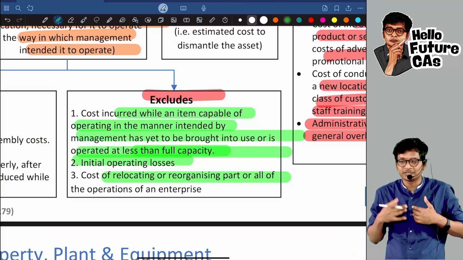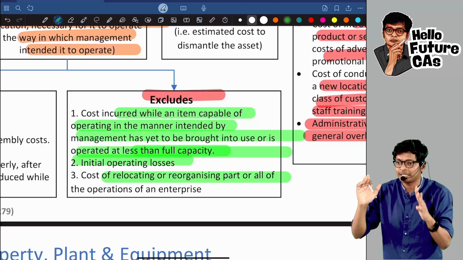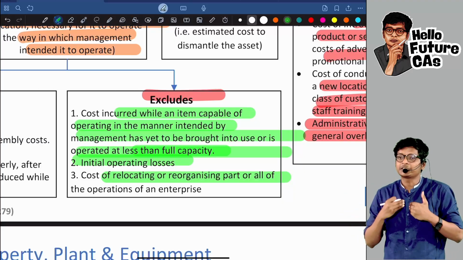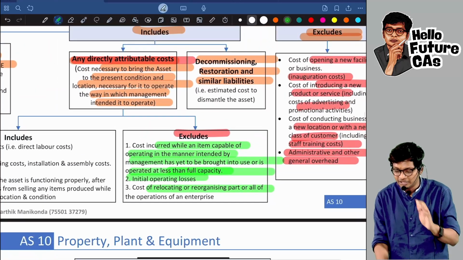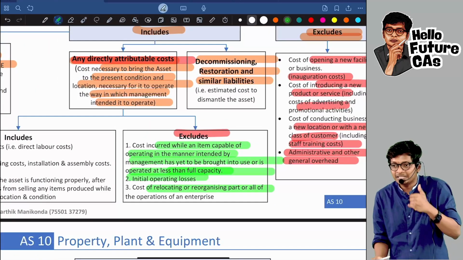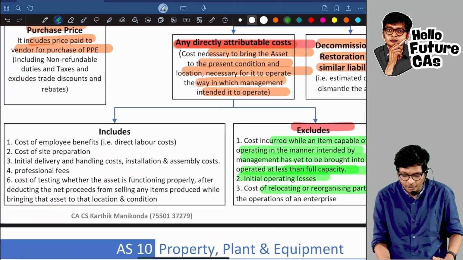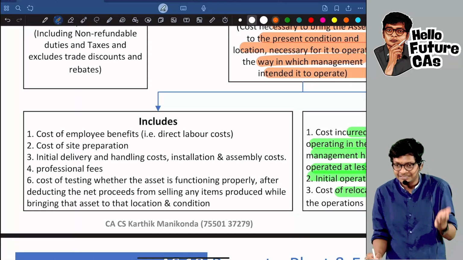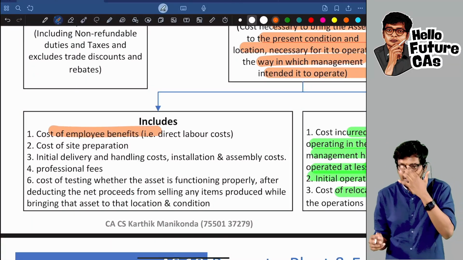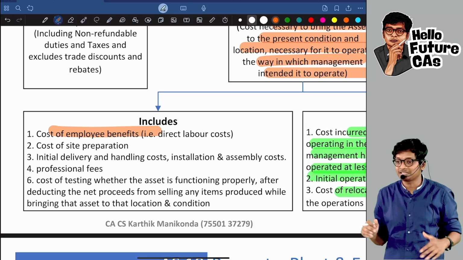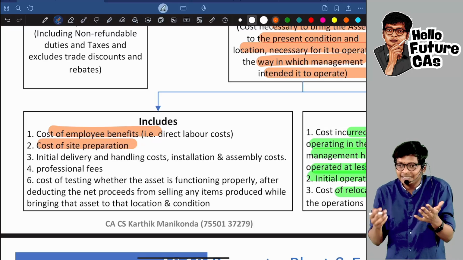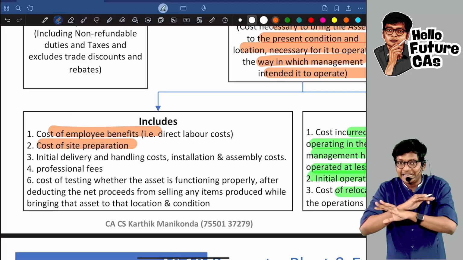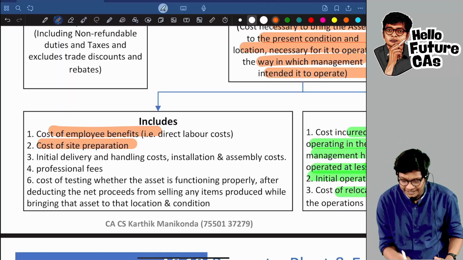Sir, my classroom, sir, first class I'm taking: 100 students can come, but I'm allowing only 10 students. That's my fault. I cannot capitalize the loss. Are you following, guys? These are exclusions. Are you understanding? Because these don't create future economic benefit. What I will include are things that are needed. Employee benefit, labor: I'm constructing a building, labor cost is needed to build the asset. Cost of site preparation: to construct a building, there are trees, let's cut all the trees and destroy the earth. That site preparation cost.